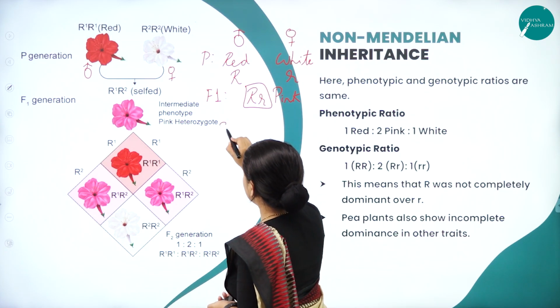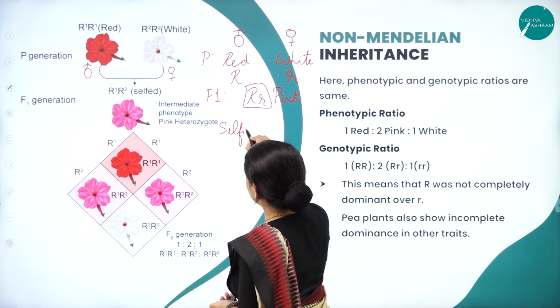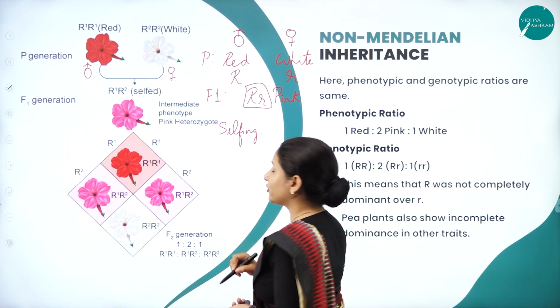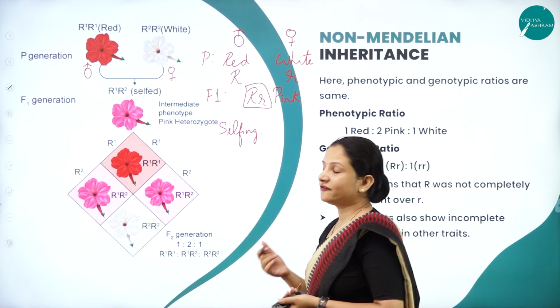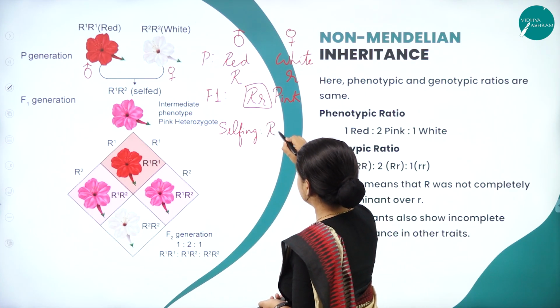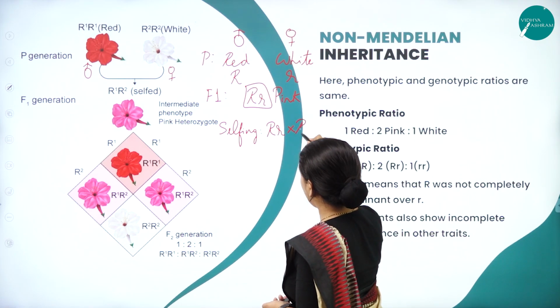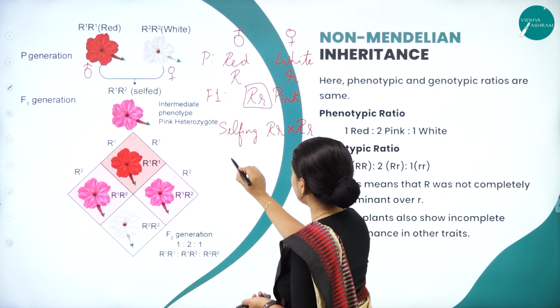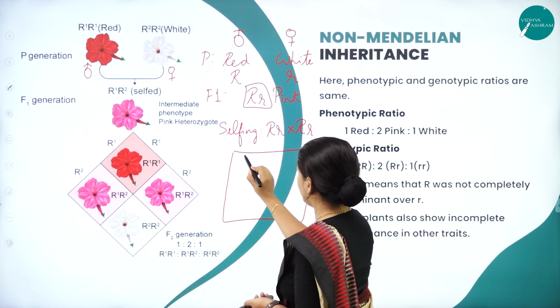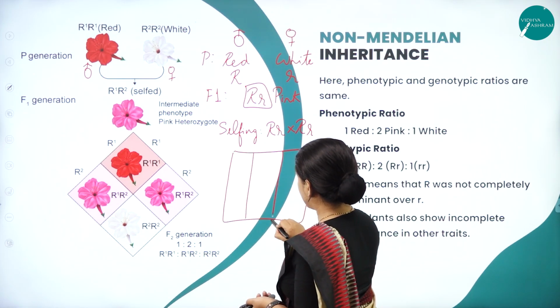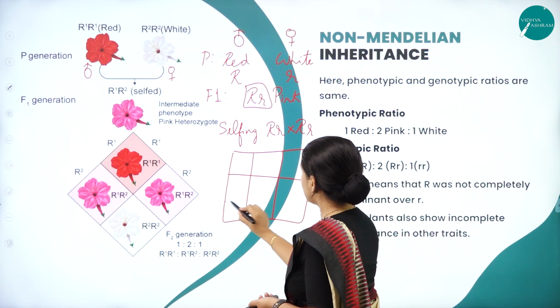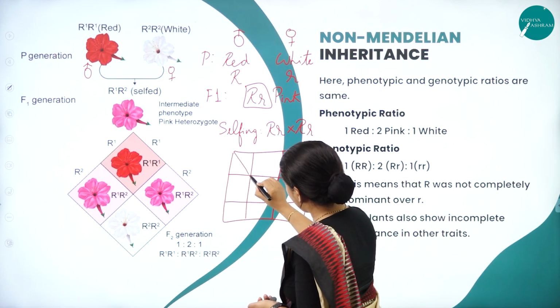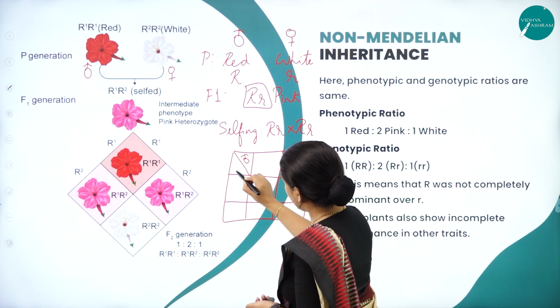Now next, what we are supposed to do, because F1 generation will not give us the accurate result, so we have to self between the F1 generation. So Rr into Rr. Now, if we get confused, what we need to do? We need to put a Punnett square, right?